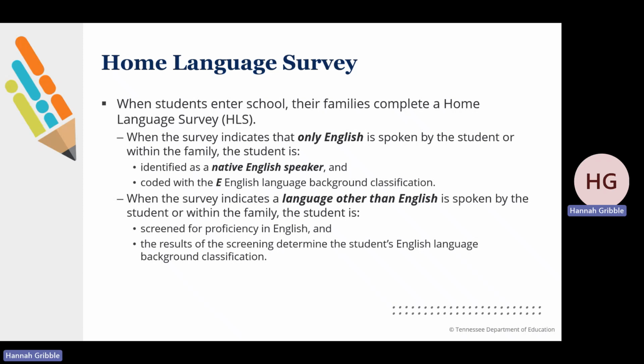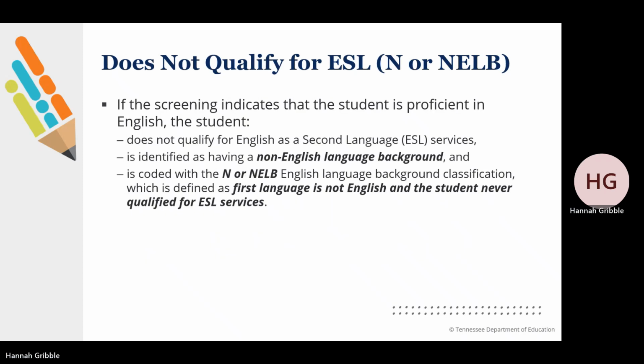When the survey indicates a language other than English is spoken by the student or within the family, the student is screened for proficiency in English, and the results of the screening determine the student's English language background classification. If the screening indicates that the student is proficient in English, the student does not qualify for English as a Second Language (ESL) services. The student is identified as having a non-English language background and is coded with the N or NELB English Language Background Classification, which is defined as first language is not English and the student never qualified for ESL services.